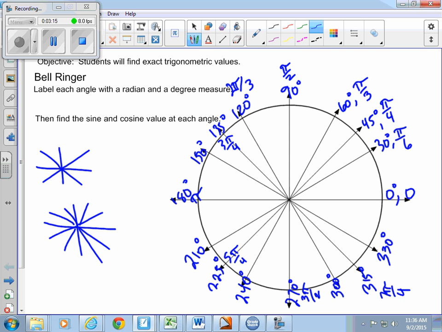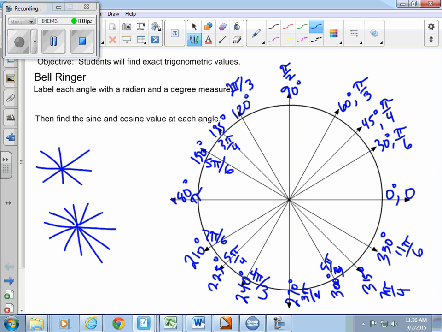This one would be 5 pi over 6, 6 pi over 6, 7 pi over 6, 8 pi over 6, which reduces to 4 pi over 3, 9 pi over 6, I've already done that one, 10 pi over 6, which reduces to 5 pi over 3, and 11 pi over 6. So that was fun.